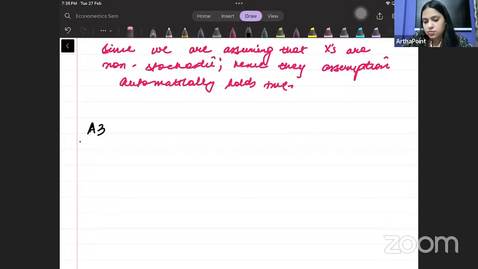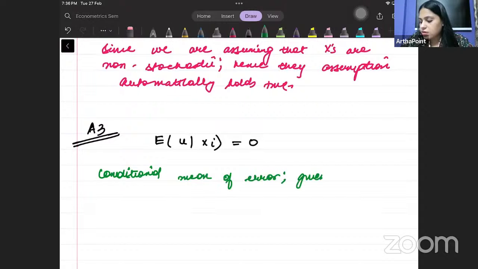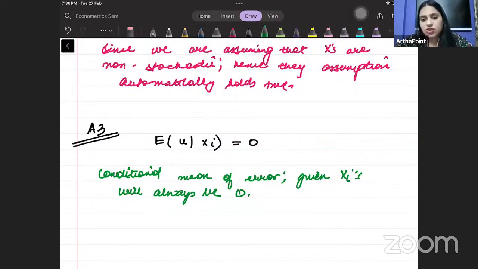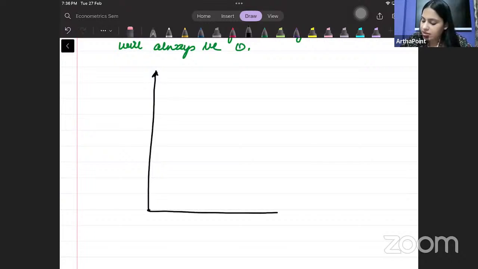So assumption number 3. The third assumption goes ahead and says that whenever you will find the expected value of the error term given xi's, it will always be 0. थोड़ा words में लिख देते हैं. The conditional mean of error given xi's will be 0. Let us try to explain this thing, बच्चे. To see that, I have taken my x here and I have taken my y here. But this is my regression equation.